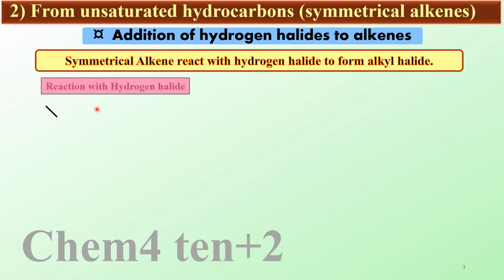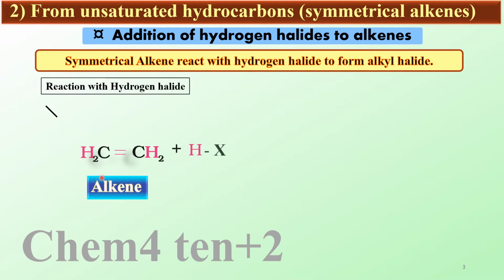So let's continue. Reaction with hydrogen halide. Here you can see the symmetrical alkene, that is CH2 double bond CH2, plus hydrogen halide, indicated as HX. H is hydrogen, X is any halide. It can be Cl, it can be Br, it can be I. So HX is hydrogen halide. When the reaction proceeds, the bonding takes place across the carbon-carbon double bond.